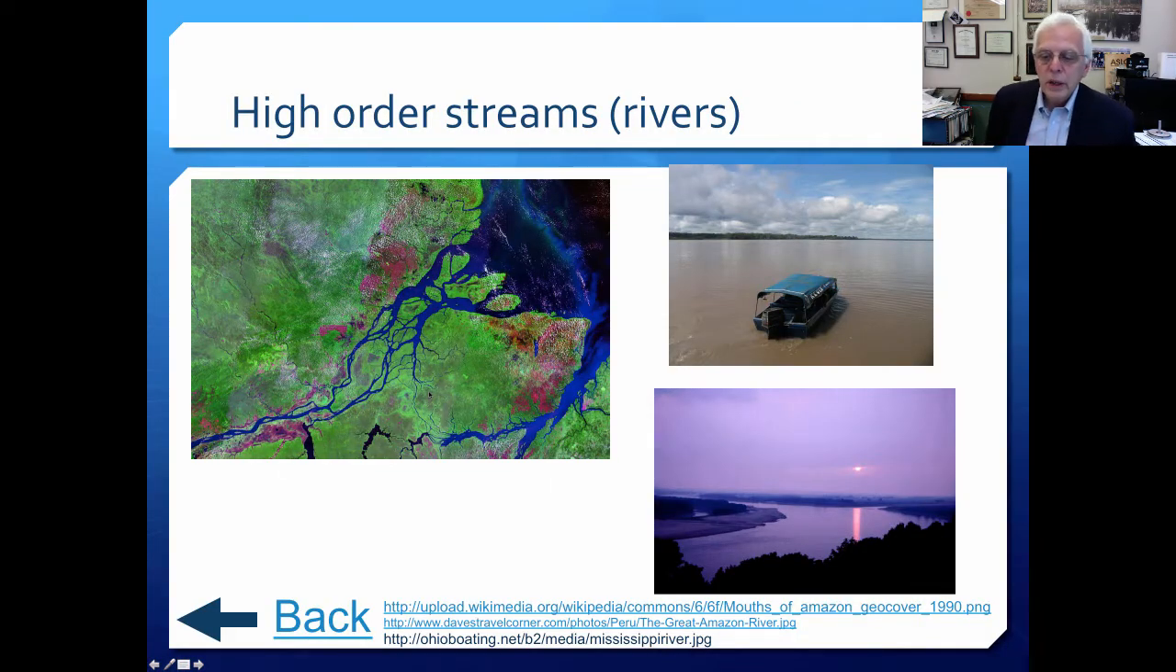High-order streams look kind of a lot like lakes, but they're flowing, and they're flowing in a continuous fashion. You may not even be aware that they're moving, but they are moving in a regular direction, not simply sloshing back and forth, but flowing. High-order streams are those large streams like the Amazon. Here's another one of the Amazon basin. The Ohio River is shown also. These are large order streams. They're wide. They're a little bit more turbulent than lakes are.